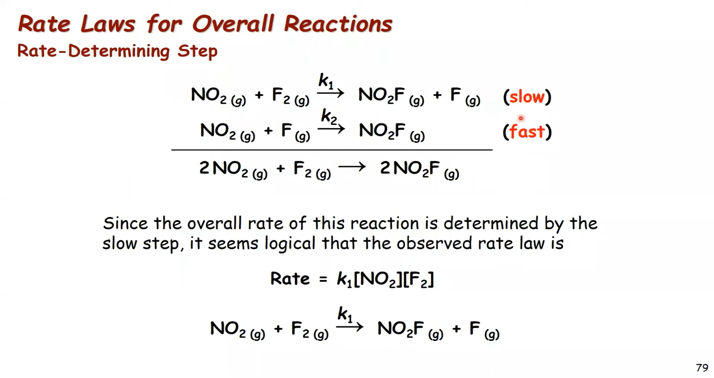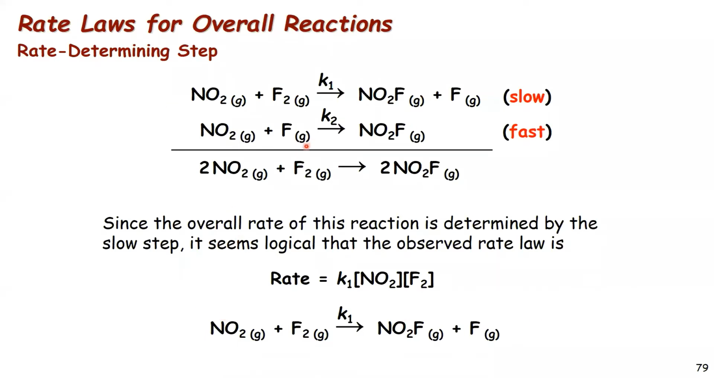Okay, so now remember, each one of these elementary steps has its own rate law, right? So for this slow step, the rate law, because this is an elementary step, is just rate is equal to k1 times the concentration of NO2 raised to the first, because there's a coefficient of 1, times the concentration of fluorine raised to the first. So there it is. There's the rate law for this, I'm sorry, our slow step, right? So that is the rate law for the slow step.